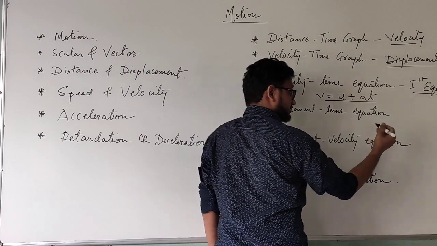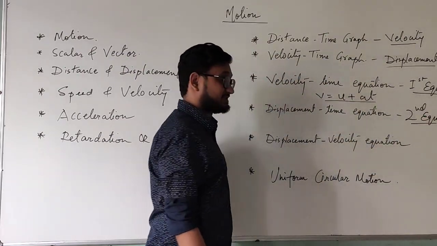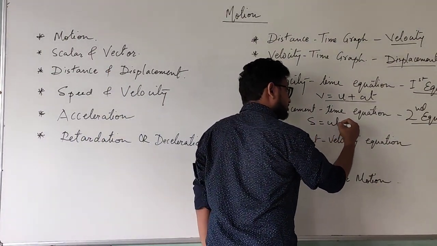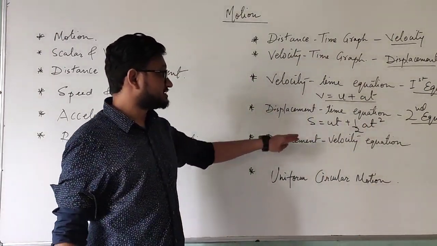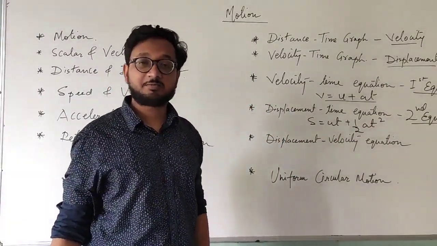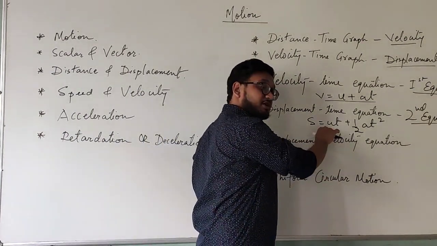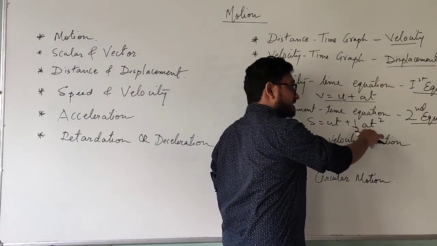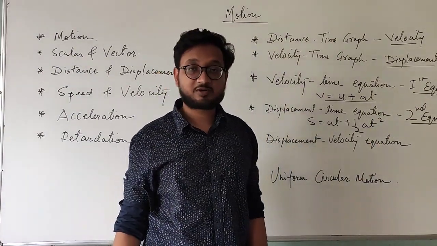Displacement time equation. This is the second equation of motion. It is called S is equal to ut plus half at square. This is displacement and time relation. S is displacement, u is initial velocity, t is time taken, a is acceleration, and t once again time. Don't forget this square part, this power, okay?